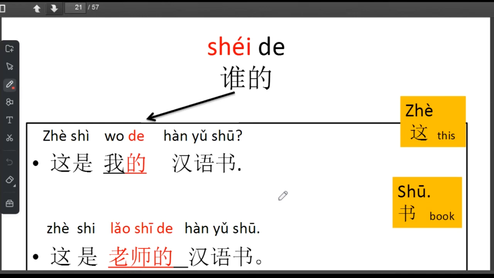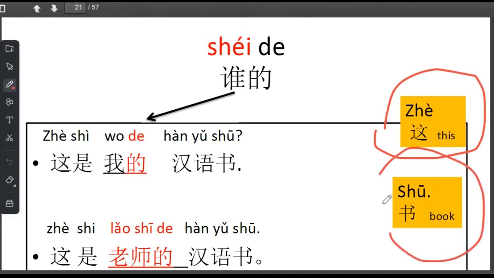Okay, now please look at here. First we read these two words. One is 这, this, because we can use 这 to make many sentences. 这 is this. And 书 we already learned, book, right? Now please look at this sentence. 这是我的汉语书。This is my Chinese book.